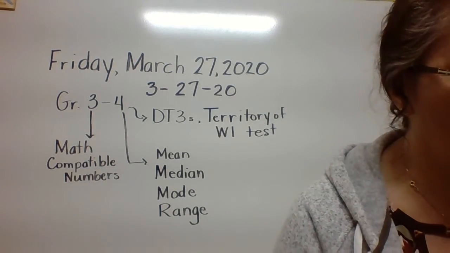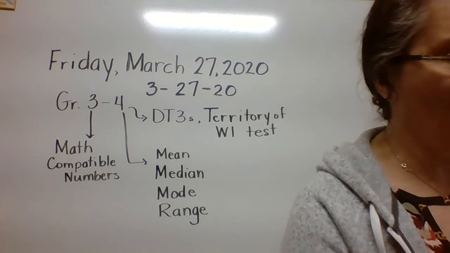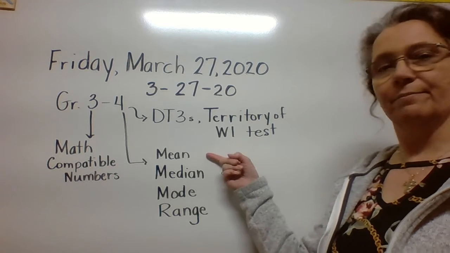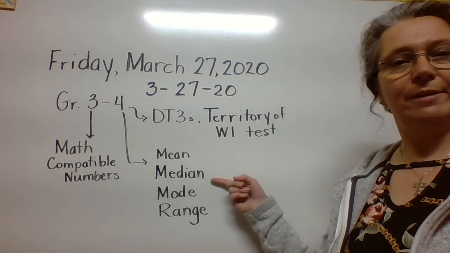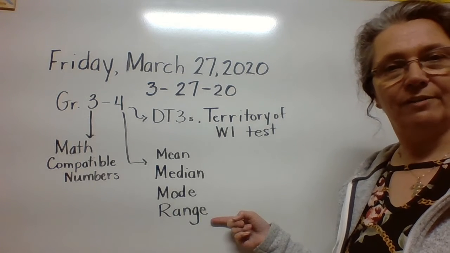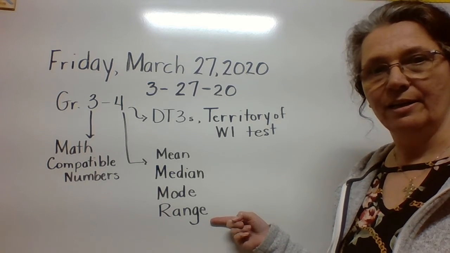All right, grade 4, we have 4 main things to talk about today. And that is the mean, the median, the mode, and the range of a set of numbers, okay?